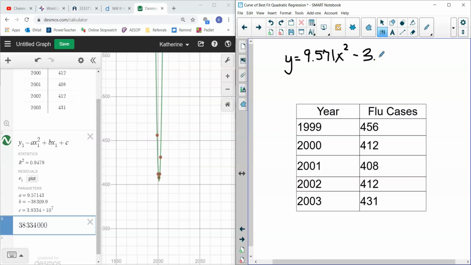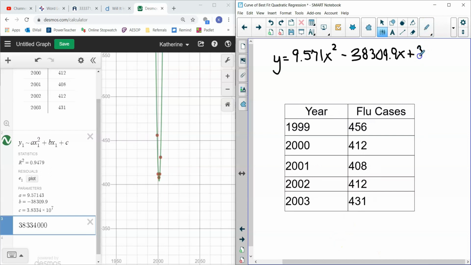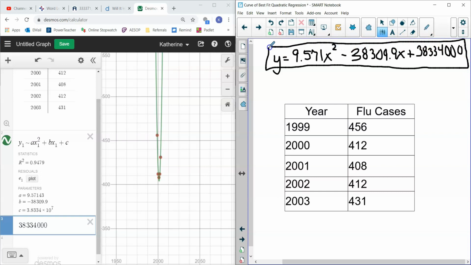point, oh, excuse me, not 3 point, 38309.9, and that's going to have an x next to it because that's our b value, and then it's going to be plus this c value, which we've already said is something as large as 383340000. And that is how you find quadratic regression equations.